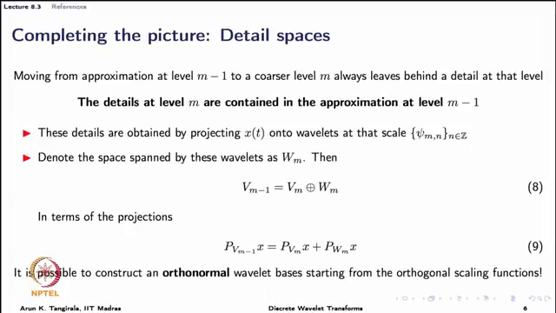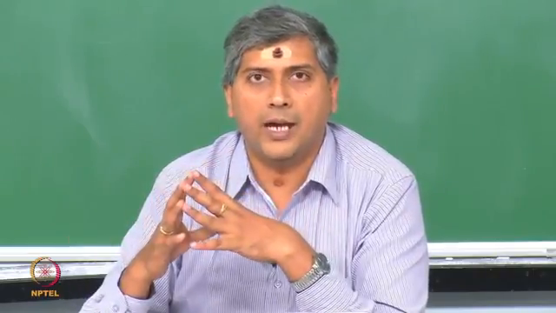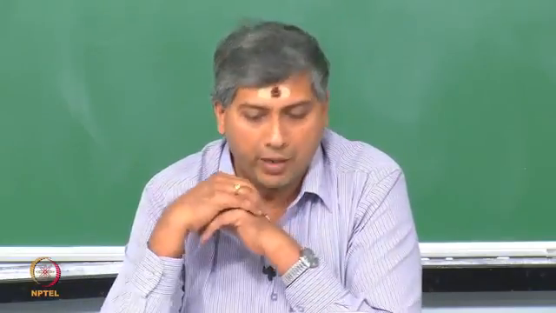At the moment we are not imposing orthogonality, but what we are saying is that we sum up these two spaces not in the regular addition sense, but in a linear algebra sense, then we obtain Vm minus 1. Intuitively what this means is, when I take the approximation and detail at level m and put them together in a particular manner, not by direct addition, then I get the approximation at a finer level Vm minus 1.